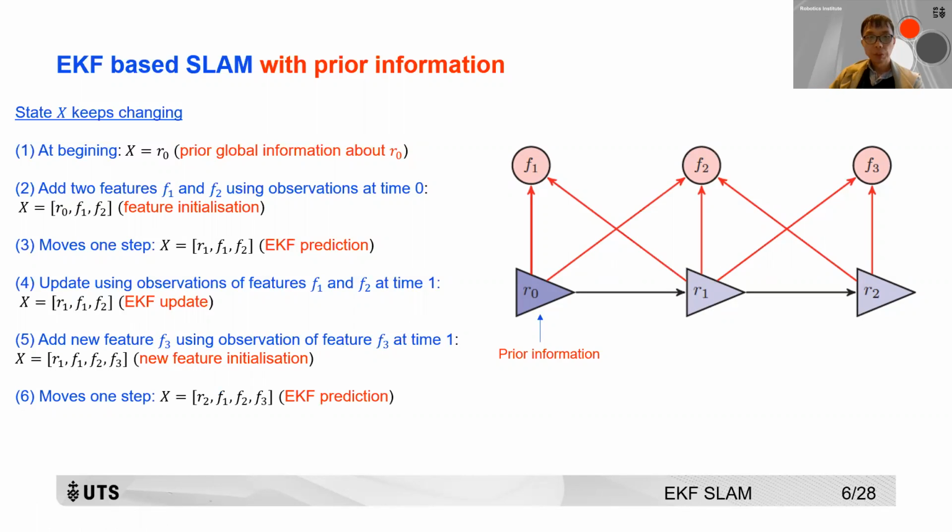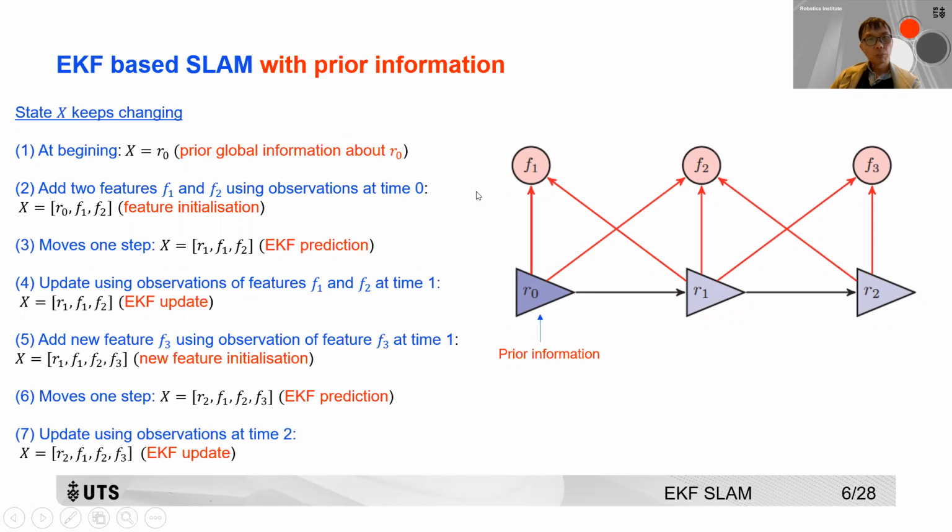So it's another EKF prediction. So R1 changed to R2, and feature 1, feature 2, feature 3 are the same. Then we do the update using observations at time 2. And at time 2, the robot observes feature 2 and feature 3. So we just do the EKF update using these two observations.